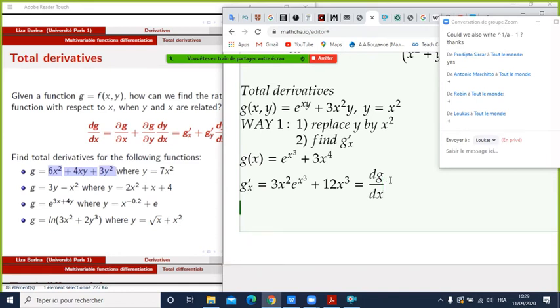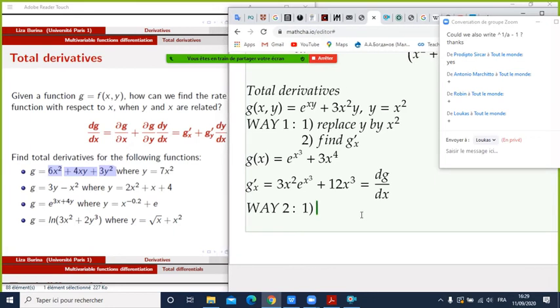Way two. As always, I'm showing you something that is more complicated, but this is a theory that I have to prove to you. Okay, so for way two, I have to use the formula. Use the formula.